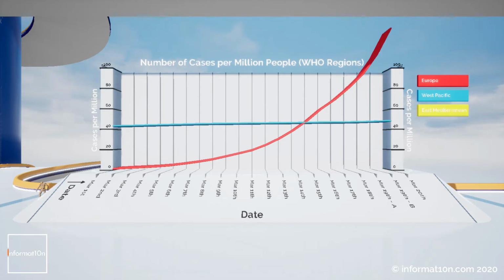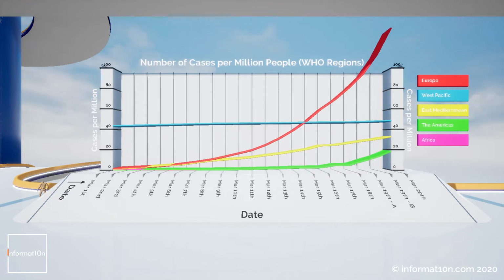So we can see here that the blue line, quite stable, that is West Pacific, so that includes China, Japan, South Korea, and a lot of those cases have kind of stabilized and the curve is no longer going up, whereas the European curve, the red one, is steadily climbing. Eastern Mediterranean as well, which includes the Gulf states, the Middle East, and some North African countries, is the yellow line, and the green line is North and South America.